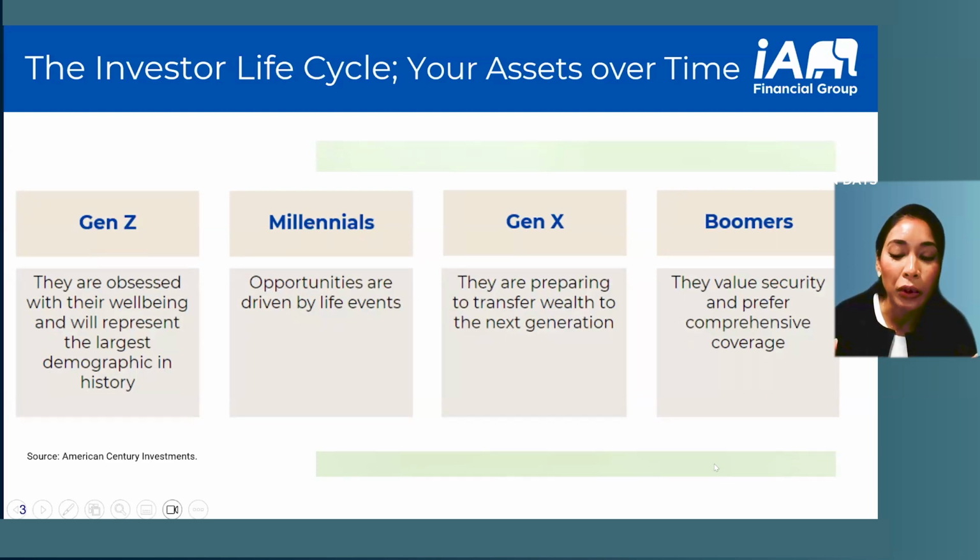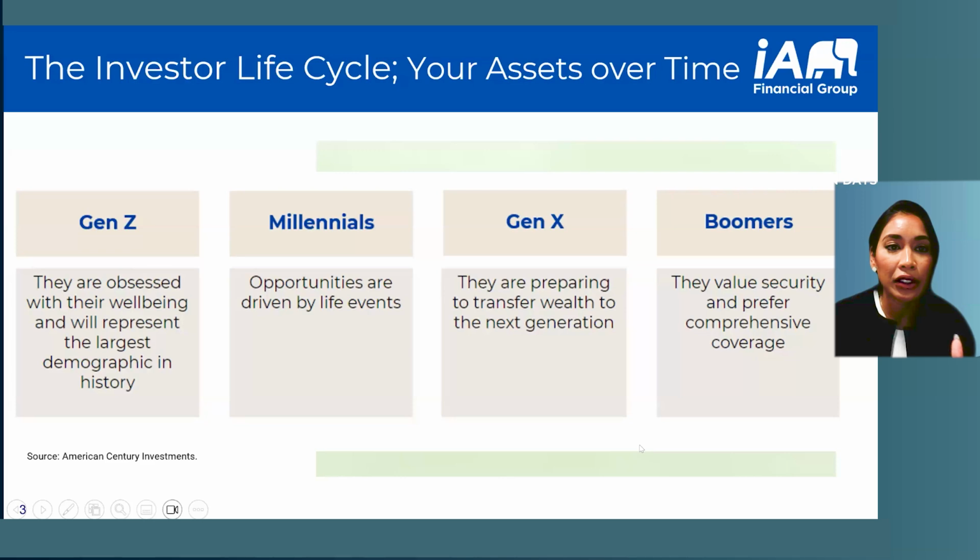So we're all familiar with these concepts, whether you call it marketing or otherwise, but generational Gen Zs are obsessed with well-being. Right now they represent the largest demographic in history. Millennials, the bucket I fall under, are defined by taking opportunities depending on whatever life events they're faced with and going through at the time. Gen X, they're preparing to transfer wealth to the next generation. However long that may take, they're definitely starting to discuss a plan and have those discussions in place today. And finally, boomers, they value security and prefer comprehensive coverage.